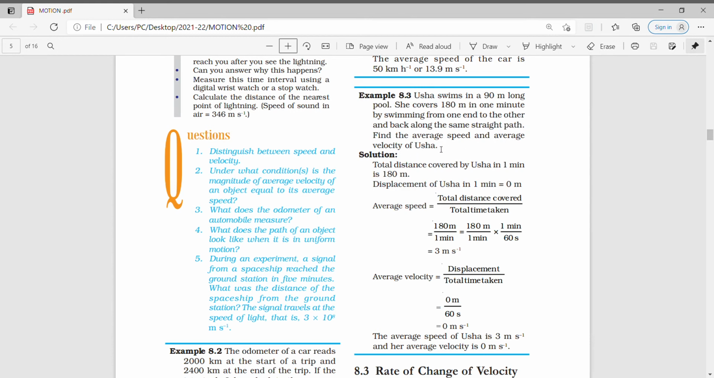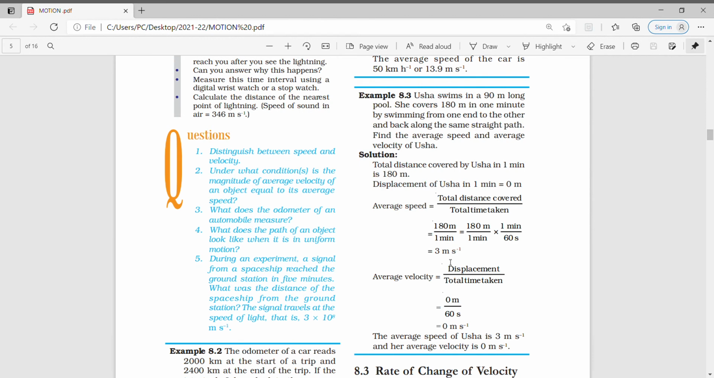Now average speed is total distance by total time taken and average velocity is displacement divided by time. So for finding average speed, we have to find the total distance covered by Usha. So she goes 90 meters, then comes back and covers 90 meters once again. So total distance covered by her will be 180 meters. And time taken is 1 minute. So this 1 minute is converted to 60 seconds and then we get 180 divided by 60. So 180 by 60 is 3 meters per second. So average speed is 3 meters per second.